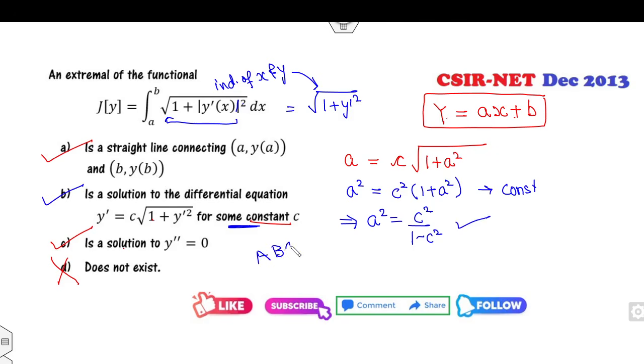Right answers are A, B, C. Because this is for some c, if I choose a as, say, 4, then I can easily choose the value of c so that this number is also 4. So the right answers are A, B, C.